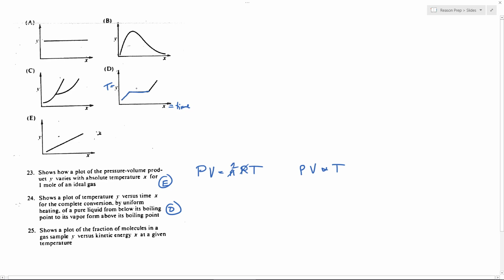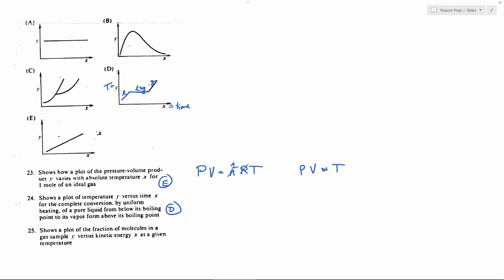And what's going on in this flat period is that phase change from liquid to gas. In any phase change, as you add more and more heat, that heat goes into making the phase change happen. And so it doesn't raise the temperature, which is why over this period it goes flat, because that's where the phase change happens. So here we're liquid, here we're going to gas, and then once we completely convert to gas, then the temperature starts going up again as per normal. So we get D for 24.